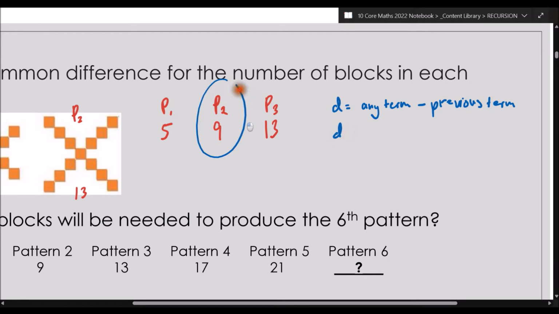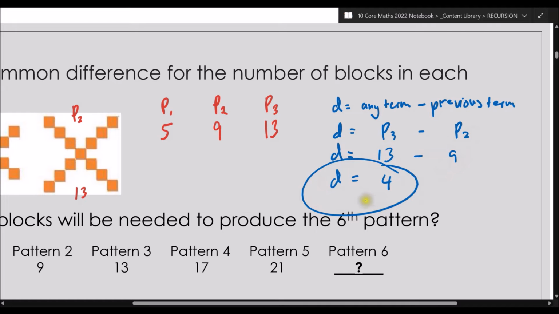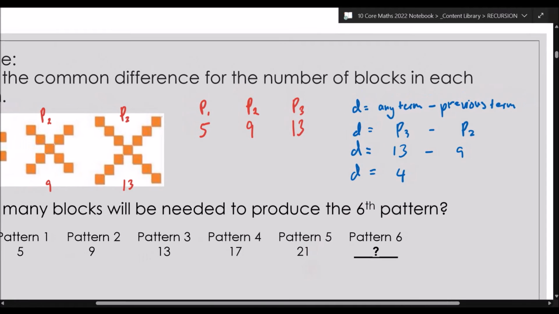I might go with P2, take away P1. So P2, take away P1, which will be 9, take away 5. So 9 minus the 5. Therefore, the common difference is 4. Now, I can test this as well. I can try and use P3 if I want. Minus P2. So that'll be 13 take away 9, which will be 4. So the common difference, again, is the same. Therefore, that would be your common difference.